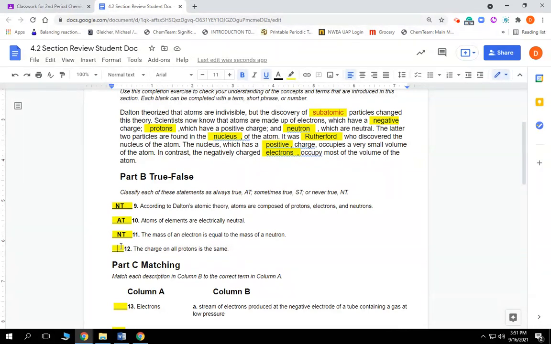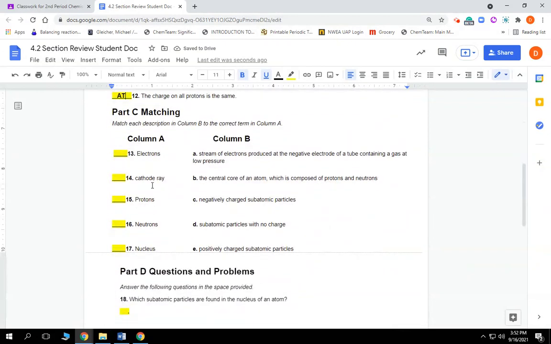The charge of all protons is the same. That's always true. It's a +1 for protons. So let's look at the next one. We're going to read the statement until over here it goes. A stream of electrons produced at the negative electrode of a tube containing a gas at low pressure. We're going to put down A right there, for cathode ray.